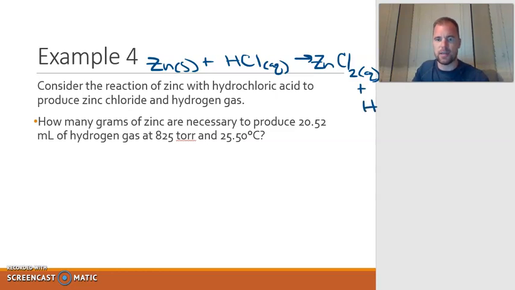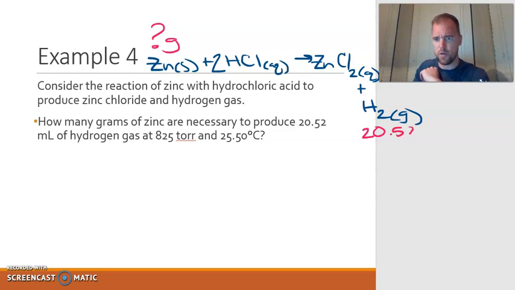Okay, hydrogen is the element now that's off by itself, but we don't write hydrogen, we have to write H2. Okay, and that's our gas. Making sure that it's balanced, it looks like we need 2 hydrogens on the reactant side, and that should balance everything out. So there's our balanced chemical equation. So now that we have that, how many grams of zinc are needed to produce 20.52 milliliters of hydrogen gas? So the hydrogen gas over here, we want to produce 20.52 milliliters.